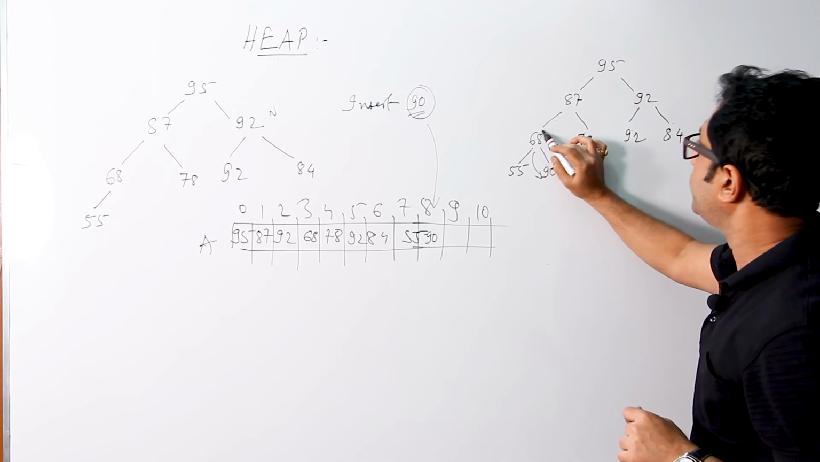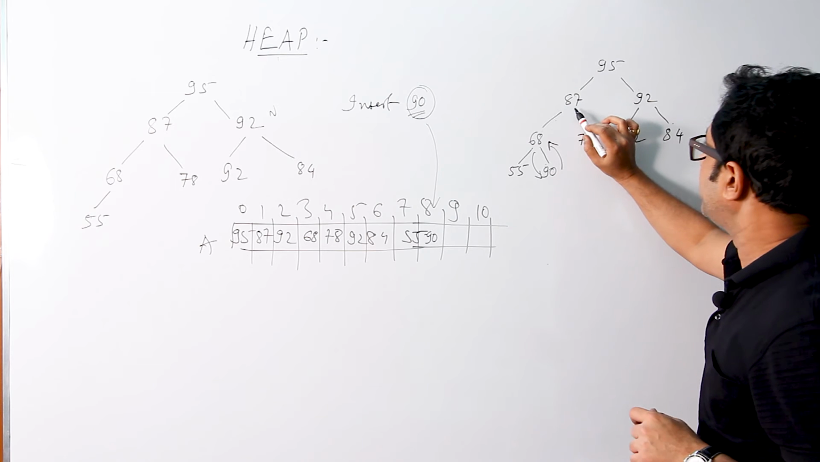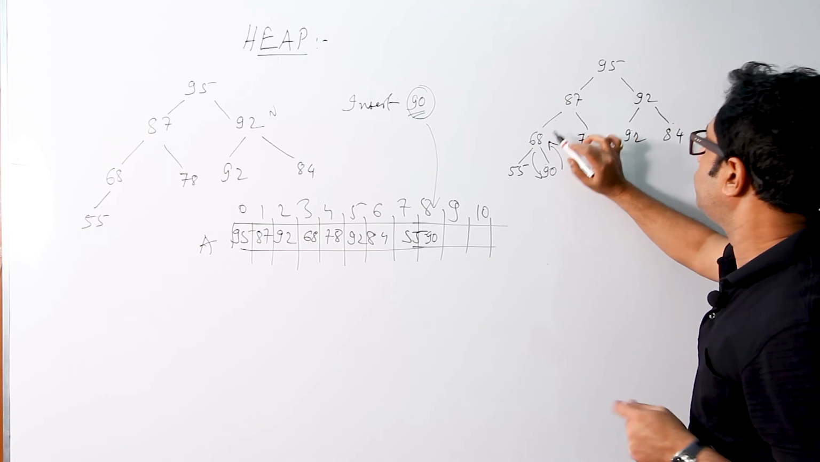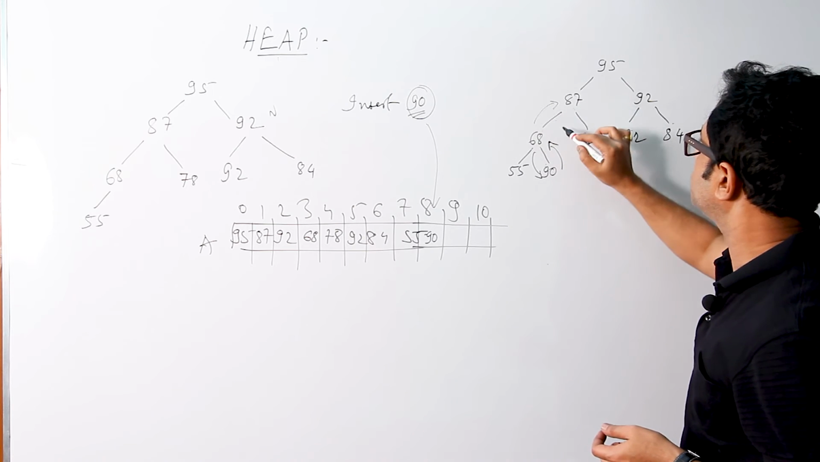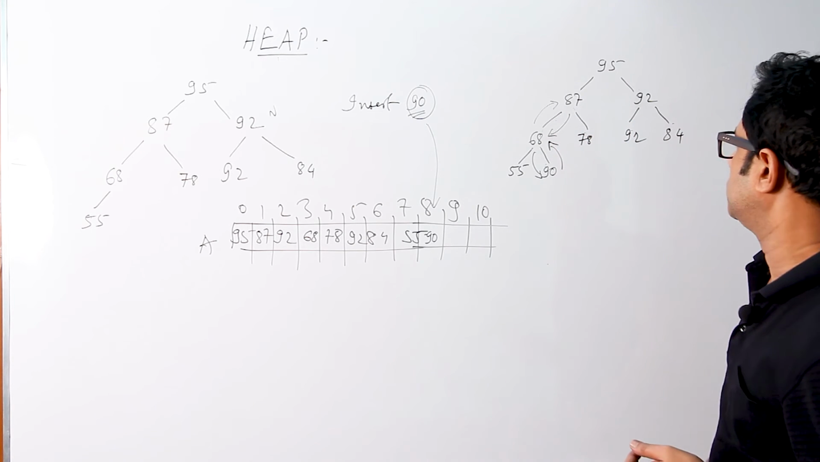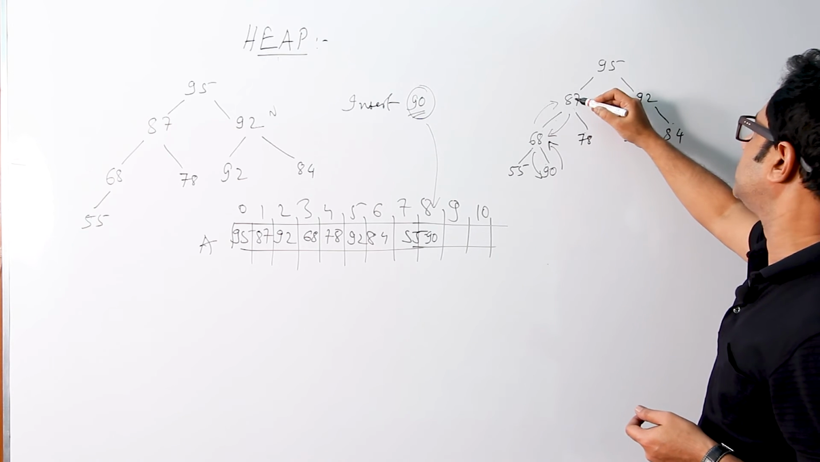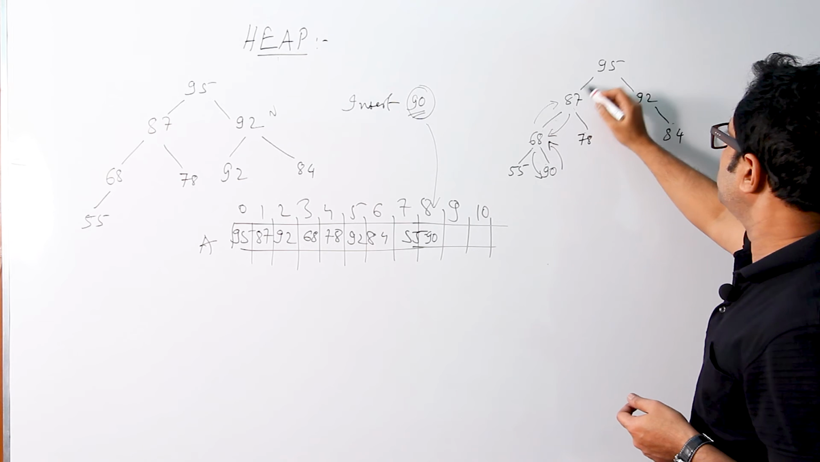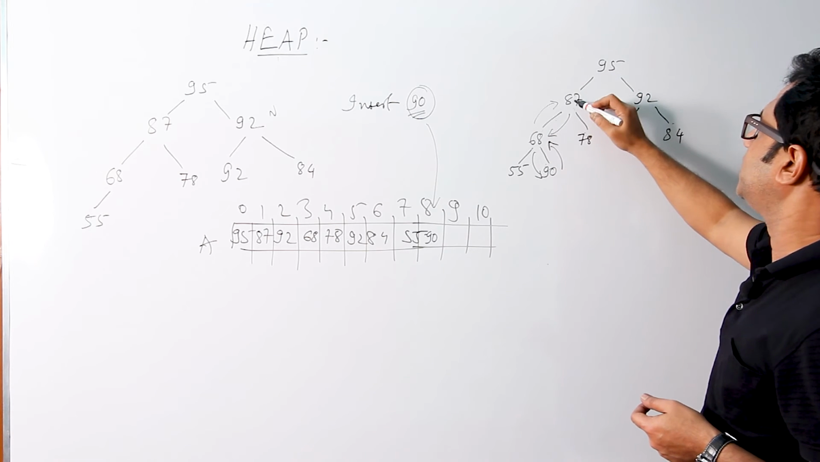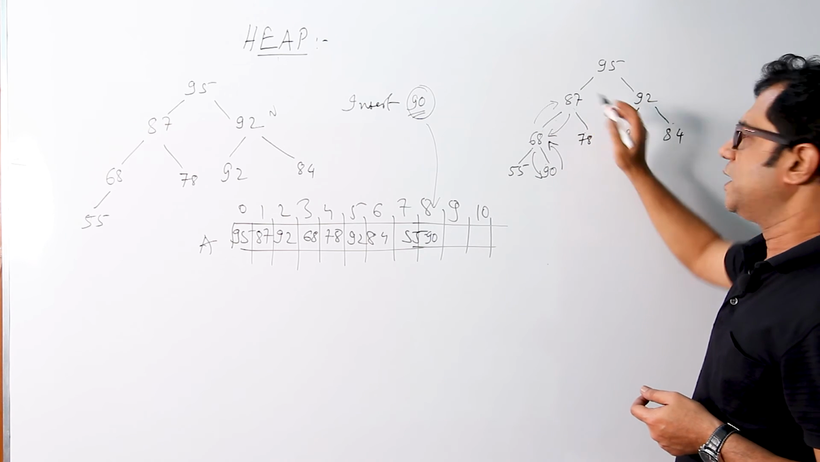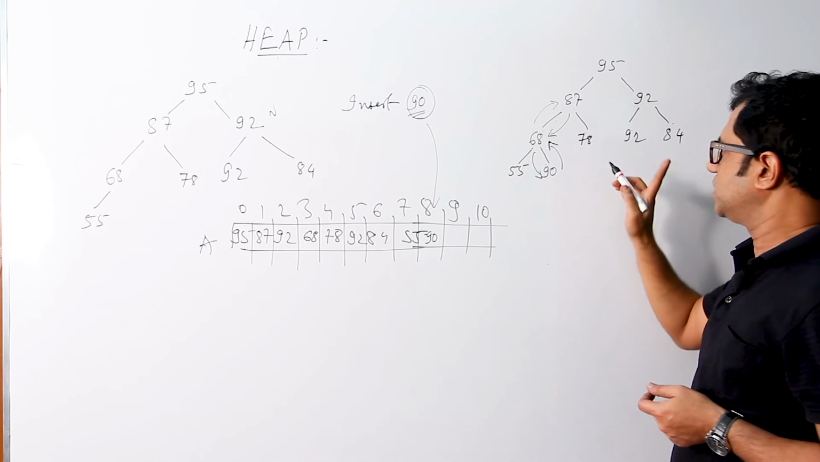compare this 90 with its parent. Its parent is 87. Since 87 is less than 90, we have to swap this 90 to this position and 87 will come to this position. After doing that, we again compare this 90 with its parent. 90 should be compared with 95, and we see that 90 is less than 95. So 90 will remain over here and the reheaping procedure is done now.